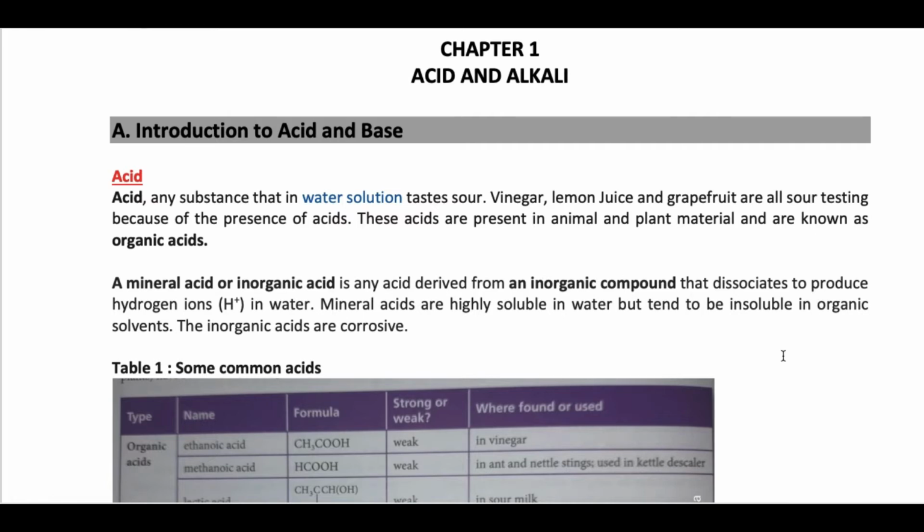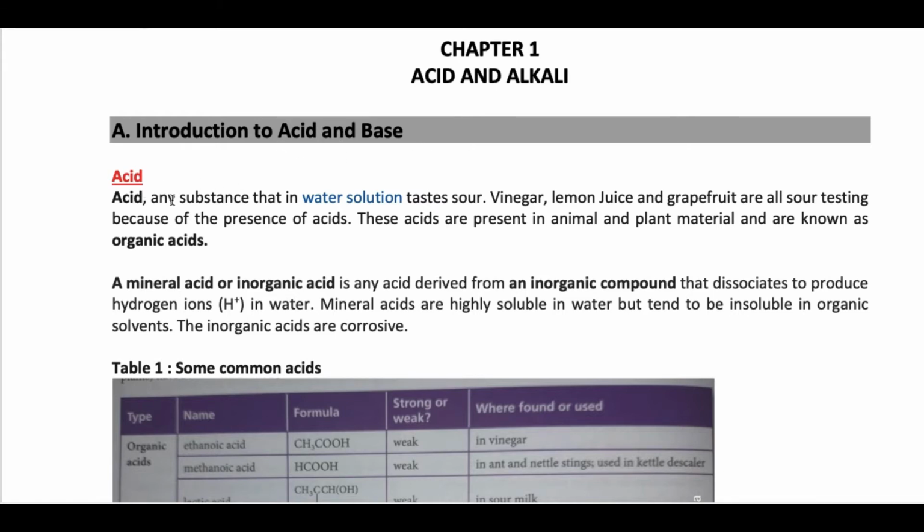Today we will discuss acid and alkali. At the end of this meeting, you will do a quiz. Okay, now, introduction to acid and base.